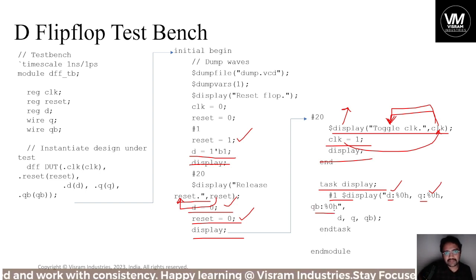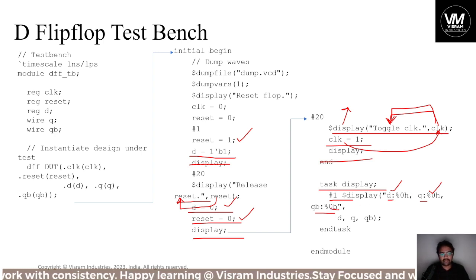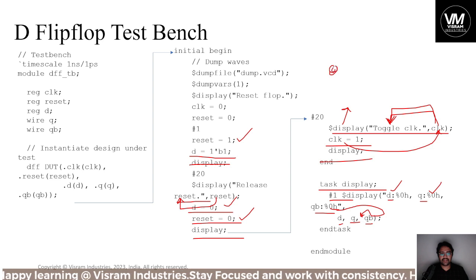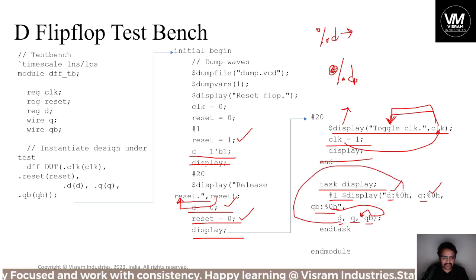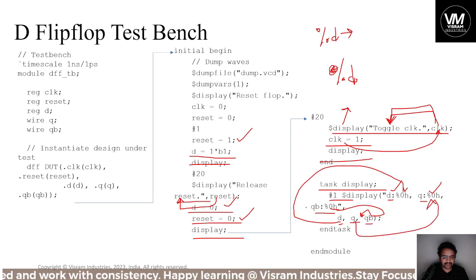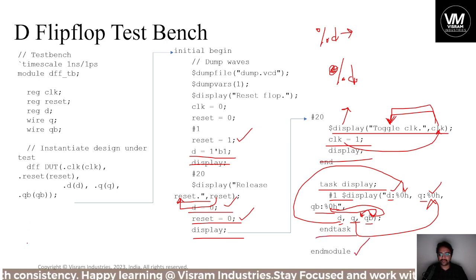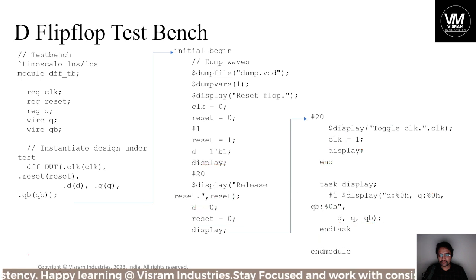So why do we represent it with %0h? These are the values of representation for the inputs and outputs. For the percentage decimal, usually we represent it with %d, and in C programming %d is an integer value. In the same way, we are considering this D is represented with this, and Q is represented with this, and this QB is getting the information from this, then end task and end module. So that is how you can write a test bench for D flip-flop.